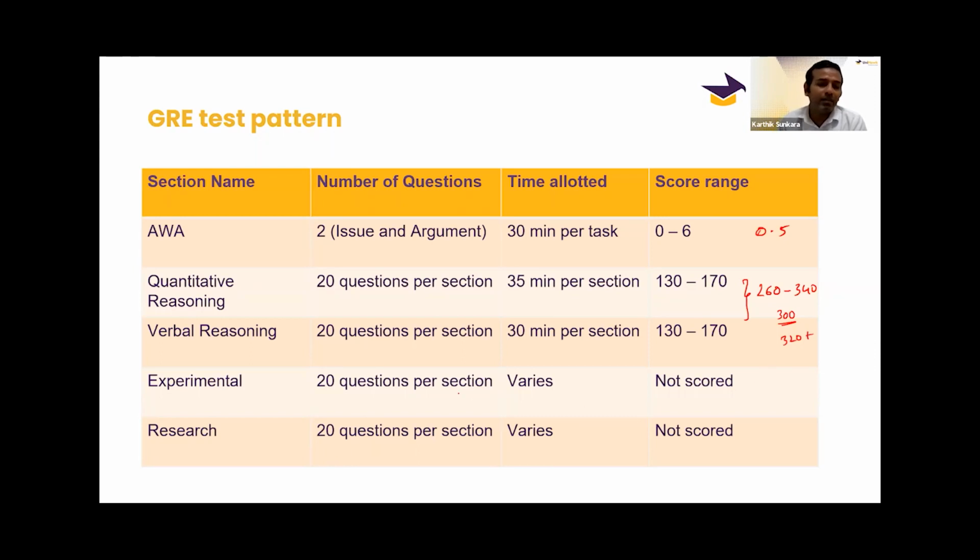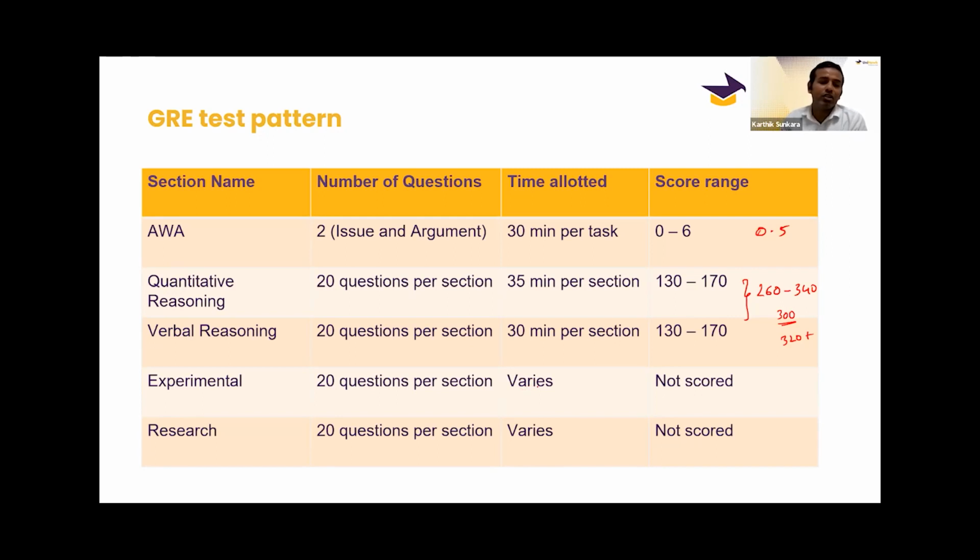Okay, right. And then we have an experimental section. So what is this experimental section? This is called an unscored section, and we don't know what the experimental section could be. That means it could be either a quantitative reasoning or a verbal reasoning. That means the time allotted varies based on the section.